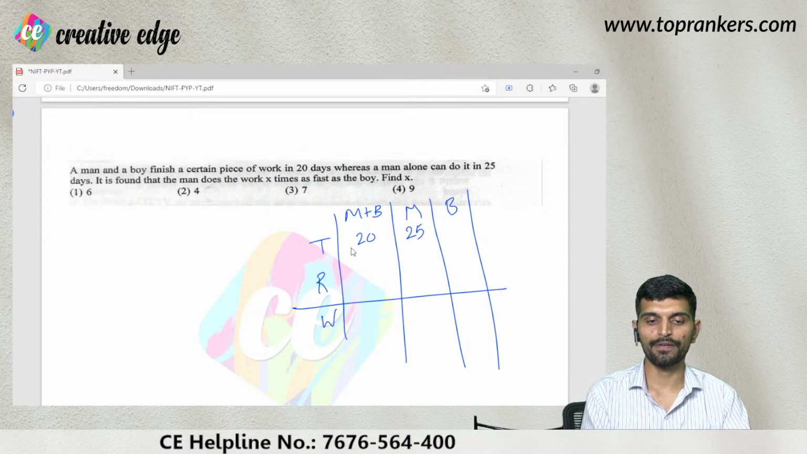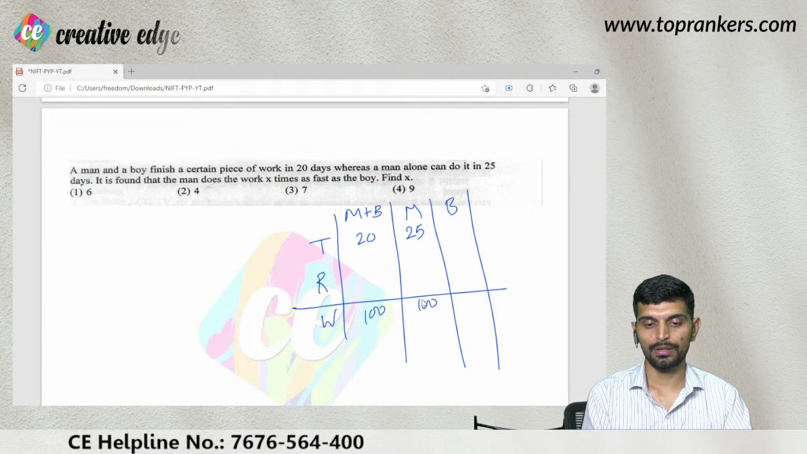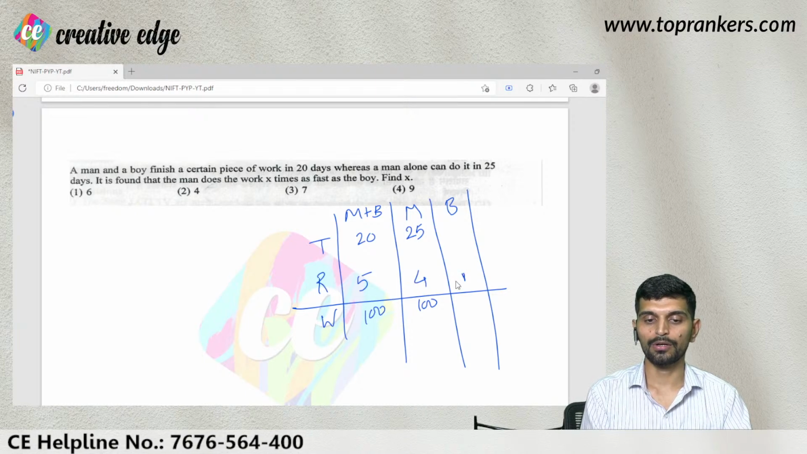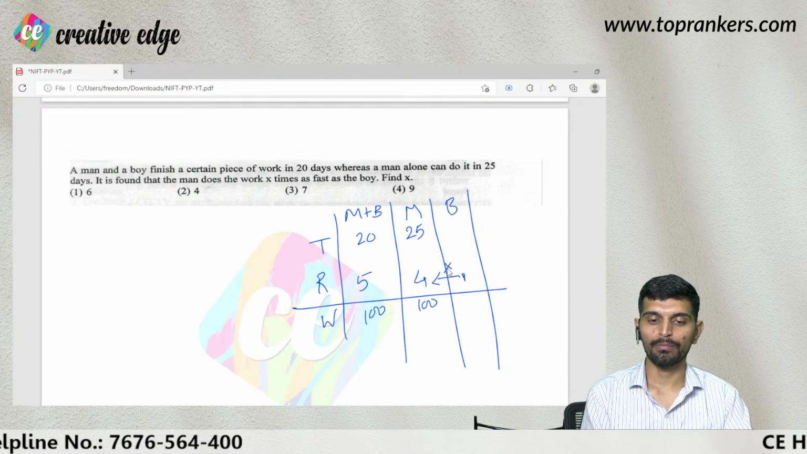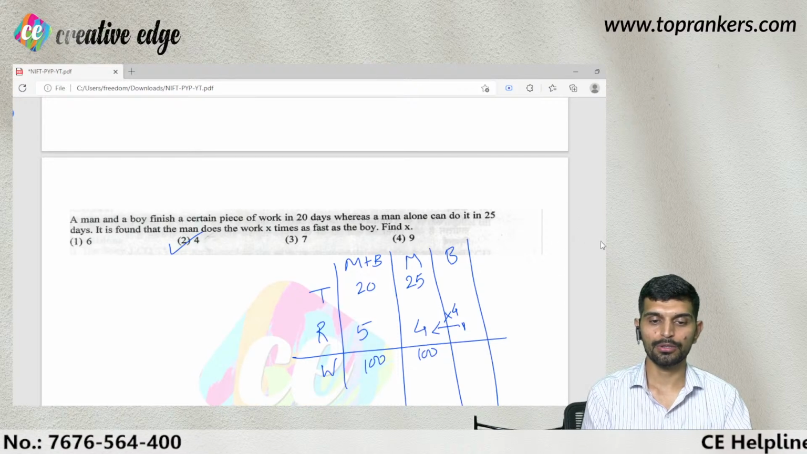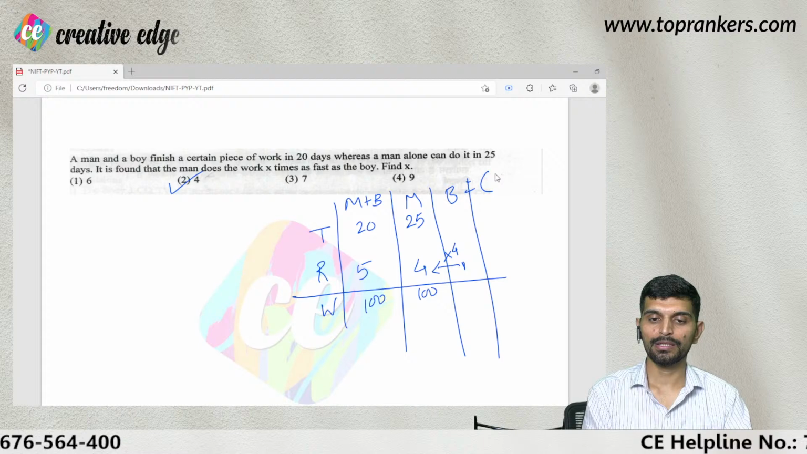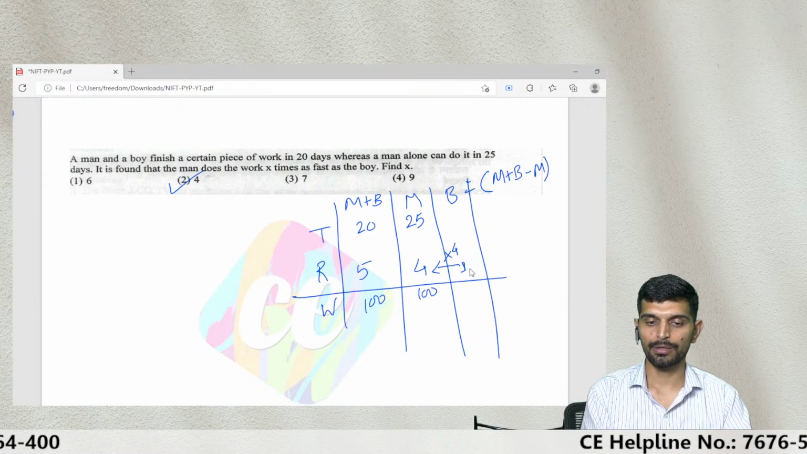Man alone is 25. Take LCM of 20 and 25. So the answer is 100, right? So here the rate is 5, here the rate is 4. So rate of boy is 1. So rate of man is 4 times as fast as the boy. So the answer should be 4. How did we determine the boy's rate? M plus B minus M. This is how we determine the rate of the boy.